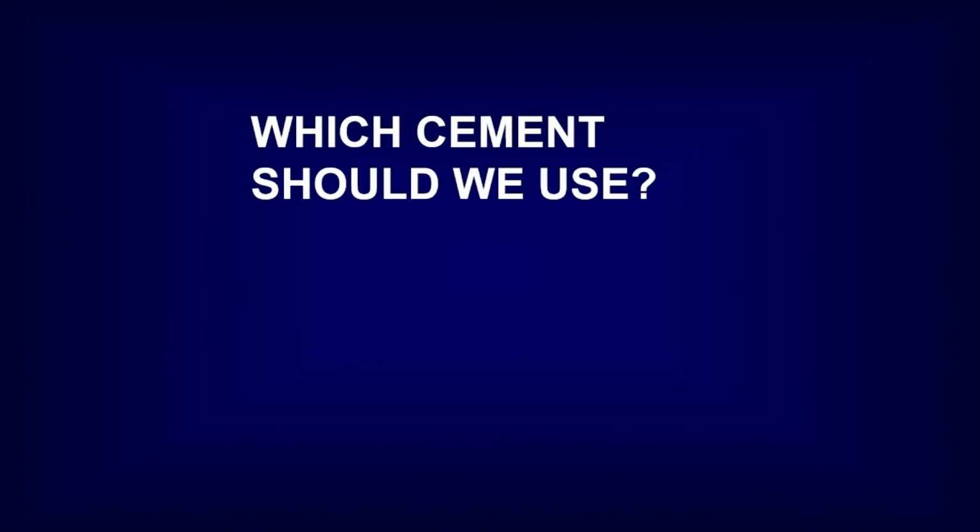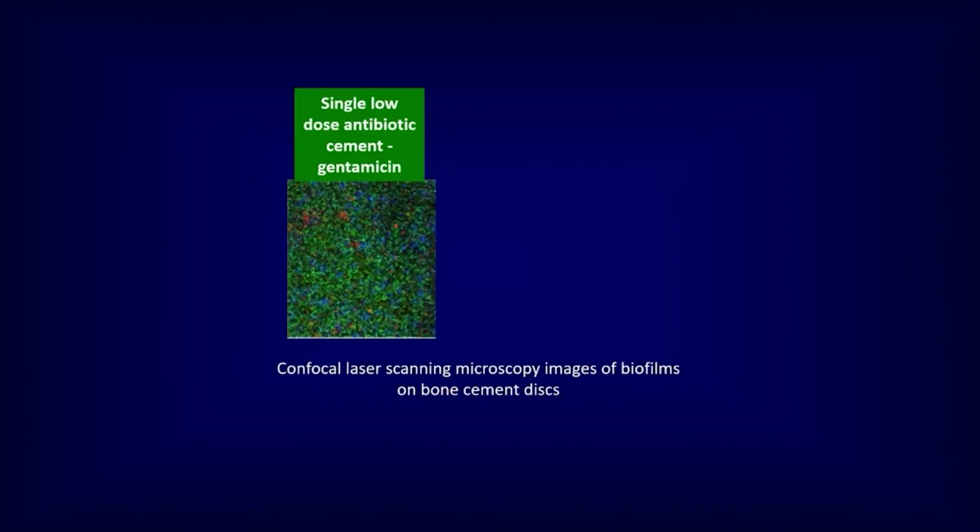So if we are going to cement the hemiarthroplasties, which cement should we use? This is work done some years ago, using electron scanning microscopy, which shows a biofilm growing on cement. This is a standard antibiotic cement, a low-dose single antibiotic. You can see the green, which is live Staphylococcus, and the red, which is dying Staphylococcus. But the message here is that biofilm will grow on standard antibiotic cement.